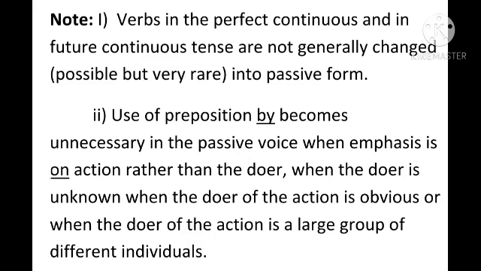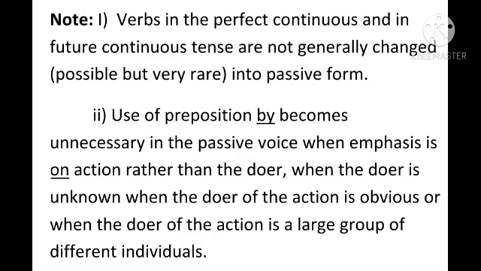However, if you have such a condition that you have to change the voice of perfect continuous and future continuous tense into passive, in that case, in active voice, in present perfect continuous, has been, have been is used. In passive voice, you will use has been, have been plus being, because we have to use third form. Then in past perfect continuous, again had been in active voice. In passive voice, had been plus being, and third form.